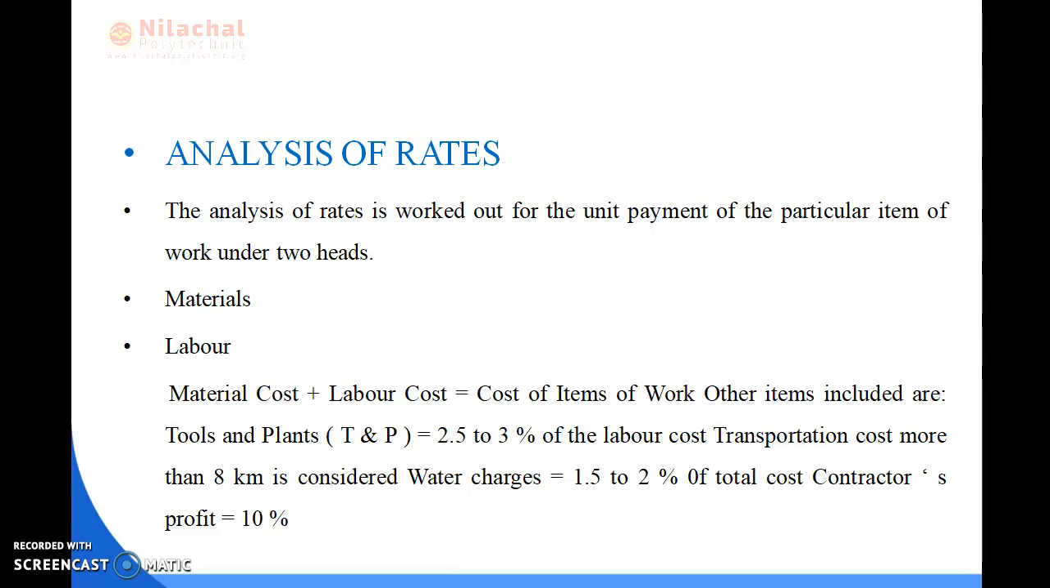10%. Okay, so first we add the material cost plus labor cost, then we define the cost of item. Then 2.5 to 3% we consider as T&P, also called sundries, of the total labor cost. Then for transportation, only if we transport above 8 kilometers do we consider the transportation charge. 1.5% to 2% we consider as water charge, and 10% we consider for the contractor profit.